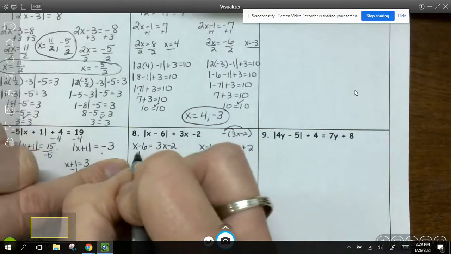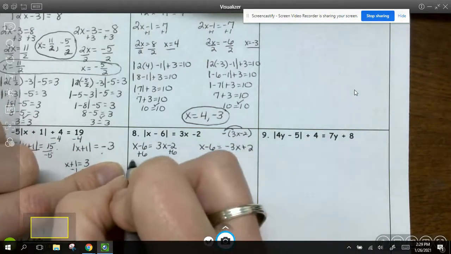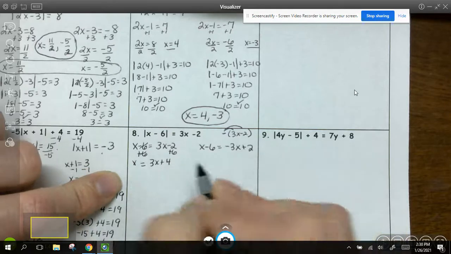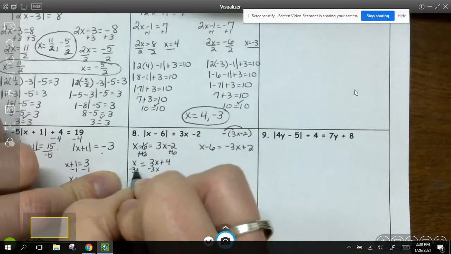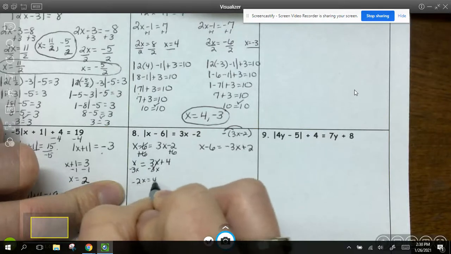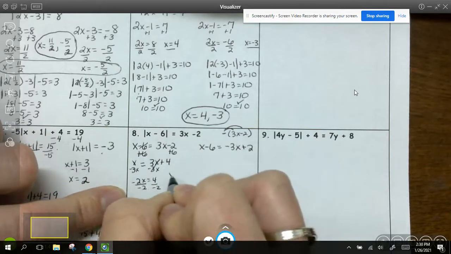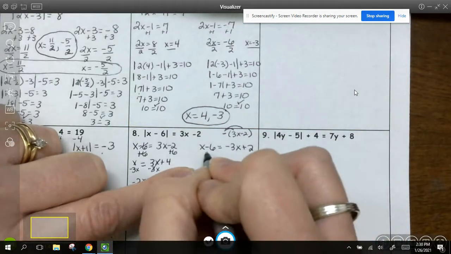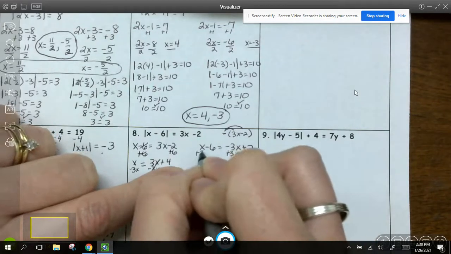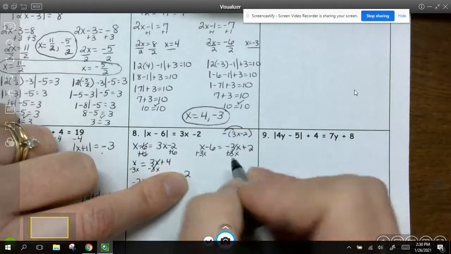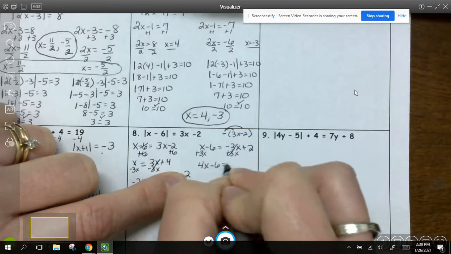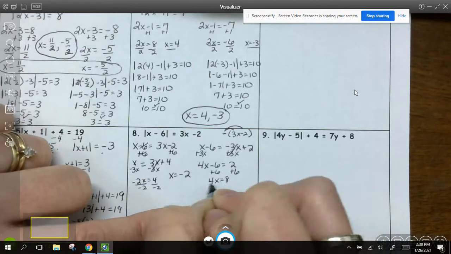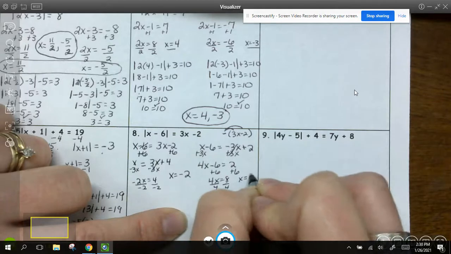Okay, now let's solve each one. Plus 6, that gives me x equals 3x plus 4, minus 3x. Negative 2x equals 4. Divide by negative 2, and we get x equals negative 2. For this side, if we add 3x to both sides first, and you could have done these in any order, this is just the way I'm doing them. 4x minus 6 equals 2. Add 6 to both sides. 4x equals 8. Divide by 4, and we get x equals 2.